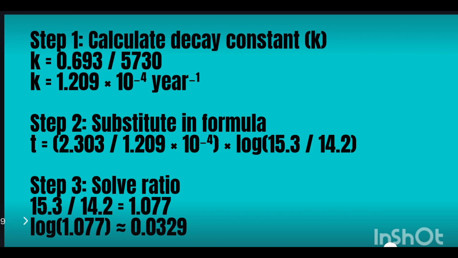Now substitute the values. In step 1, calculate decay constant k. k is equal to 0.693 divided by 5730. T half is already given. So k is equal to 1.209 into 10 to the power minus 4 per year. In step 2, substitute in the formula. t is equal to 2.303 divided by 1.209 into 10 to the power minus 4, that into log of 15.3 divided by 14.2. Now we'll solve this ratio. 15.3 divided by 14.2 is equal to 1.077. We'll take the logarithm of that. Log of 1.077 is equal to 0.0329.